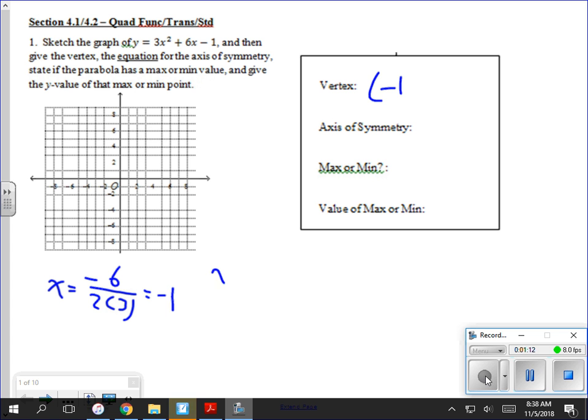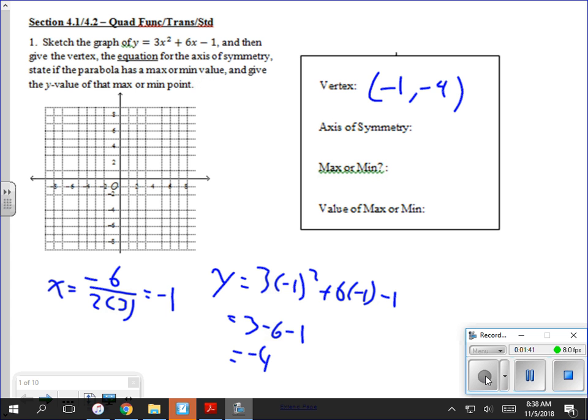For the y-coordinate, you take negative 1, which you got for the x-coordinate, and plug it into the equation to find out what y is. 3 times negative 1 squared plus 6 times negative 1 minus 1, which is 3 minus 6 minus 1, which is negative 4. And that's how you find the vertex. Then everything else comes from the vertex.